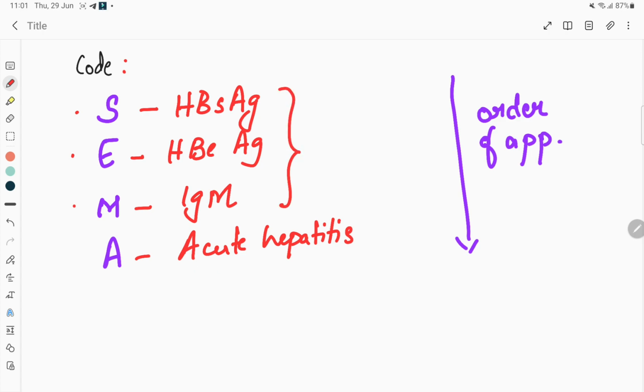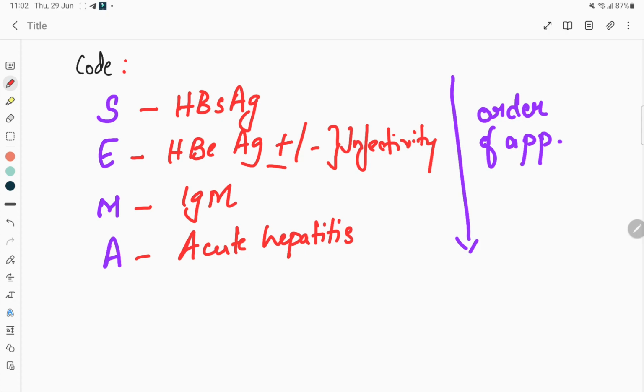This much clear? Now remember one thing: the patient may or may not have HBeAg. This HBeAg is a marker of infectivity. If the patient has high amounts of HBeAg, then we say the patient is highly infective. That means if HBeAg is positive, we say the patient is very infective. If HBeAg is negative, we say there is less infectivity. This much clear, guys? So if we get these three parameters, it is a case of acute hepatitis.